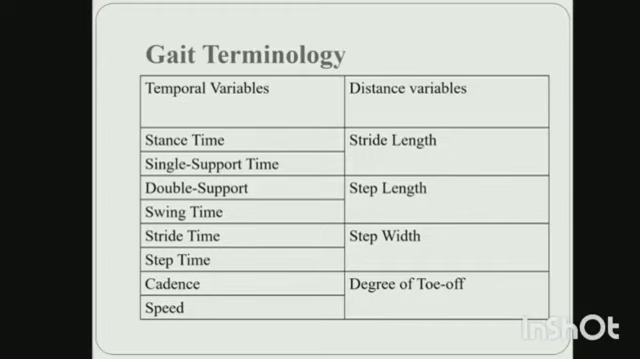Now we come to the temporal variables, starting with stance time. What is stance time? Stance time is the amount of time that elapses during the stance phase of one extremity in a gait cycle. Now, what is single support time?